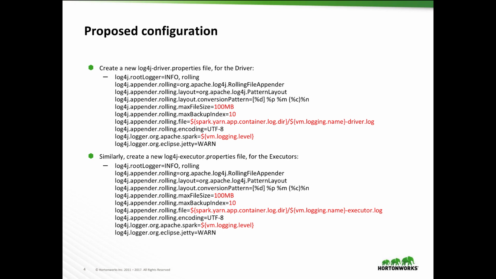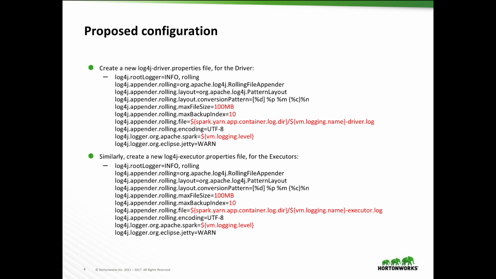So this variable defaults to the node manager's log dir, and the vm.logging.name-driver.log file is going to be created inside the container. So each container, as we already know, runs inside its own virtual machine, so on its own directory in the local file system, we will have a single file for each of them.